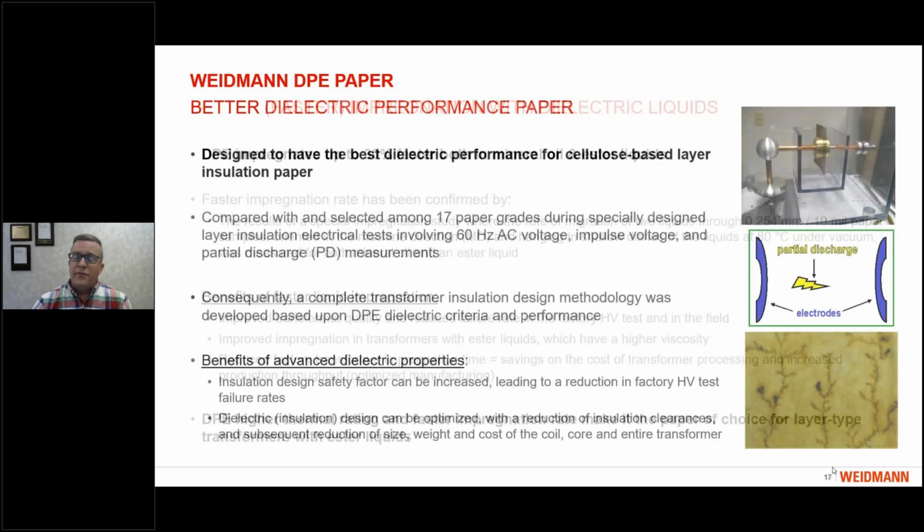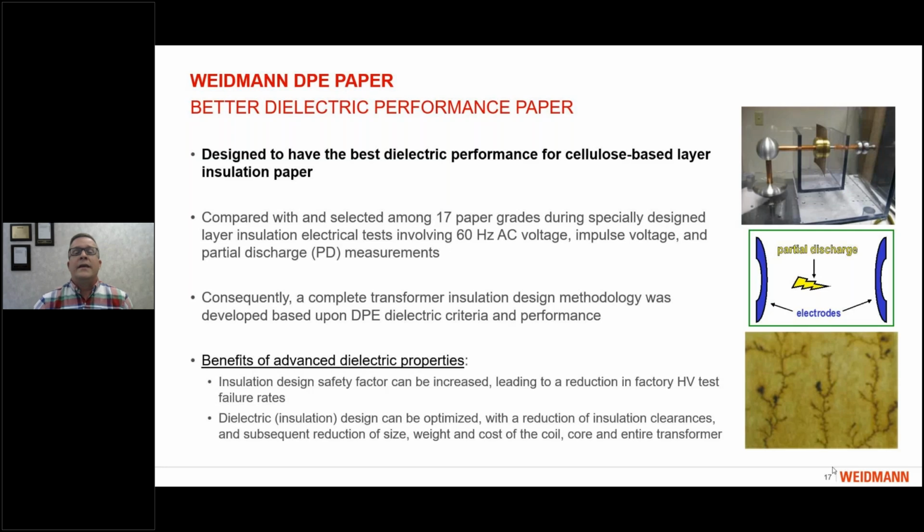The third of the 4 benefits of DPE paper is that we designed it to have better dielectric performance as a layer insulation in layer wound transformers. So we completed an extensive electrical testing series that took several years to do way back when we were developing this paper, and not only studying the breakdown of the paper in AC voltage, but also for the first time measuring partial discharge inception of layer insulation paper, as well as impulse breakdown.